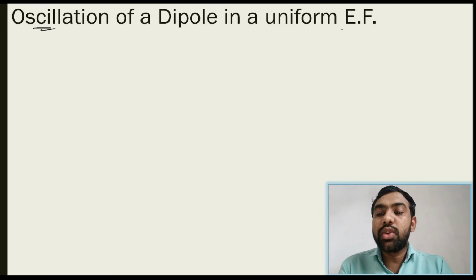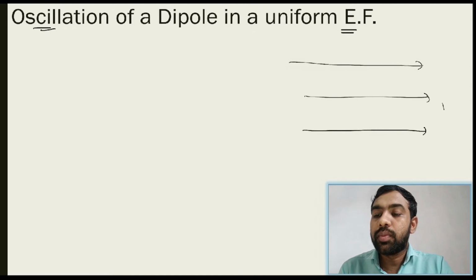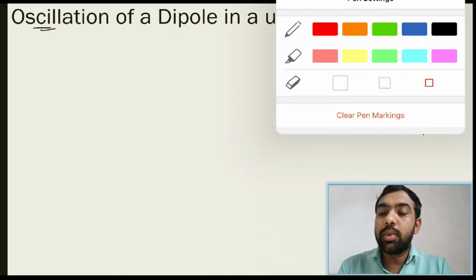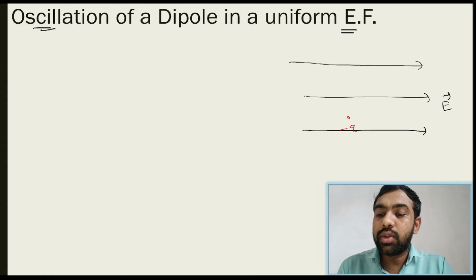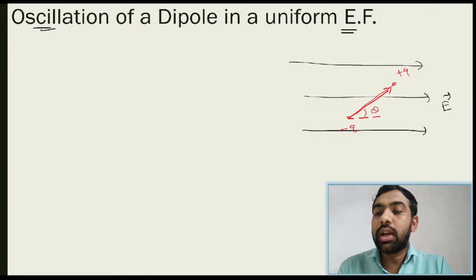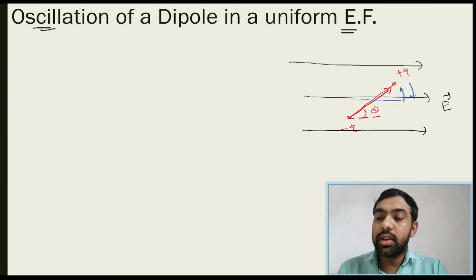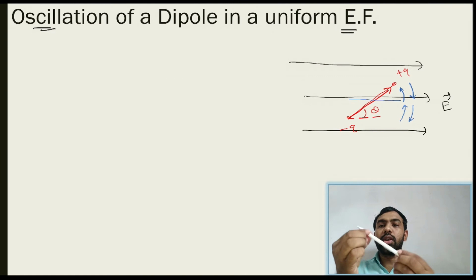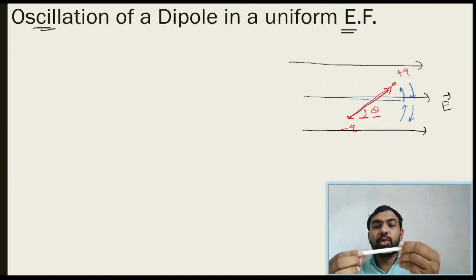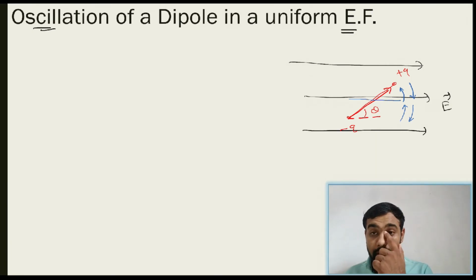Oscillation of a dipole in a uniform electric field. Draw the same figure again. So that is the external field E. Here we put one dipole, minus q and plus q, so that is the dipole direction. The angle is theta. If you rotate it like this, it tries to come back, and it moves in this direction, again trying to come back. If theta is small, then its movement is like this. So we call it oscillation of a dipole in a uniform electric field.